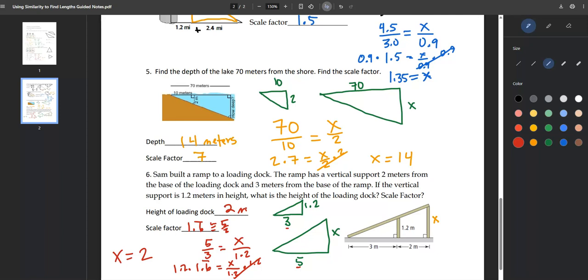So again, we're going to set it up. Draw them separated if you need to. I find that to be quite a bit easier. And then find your scale factor, and once you've got your scale factor, all you've got to do is times that x by that scale factor.